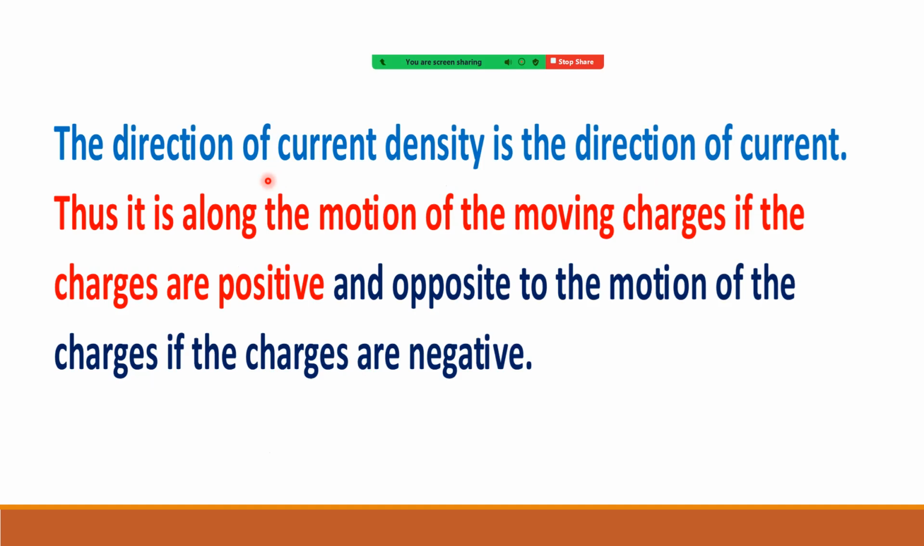The direction of current density is the direction of current. If charges are positive, it is along the motion of positive charges; if charges are negative, it is opposite to the motion of negative charges.